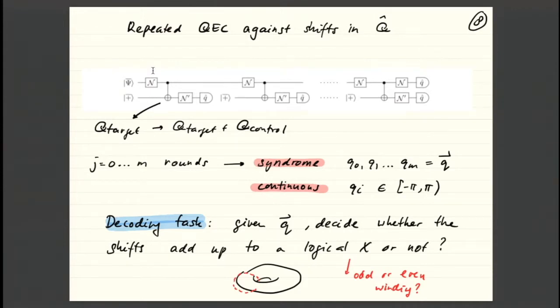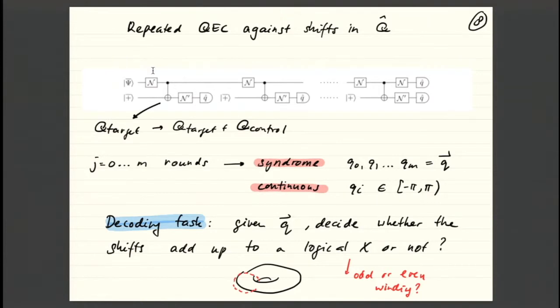So what we do, and this is what's called maximum likelihood decoding, we'd like to say, well, given Q, which is a vector of this value, that value, up to the n+1 value, what we'd like to do, we don't do any error correction actively, we just like to decide whether the shifts that have happened on the data, all these shifts together, add up to something that's close to a logical X, so close to a 2 pi loop or not. Right?